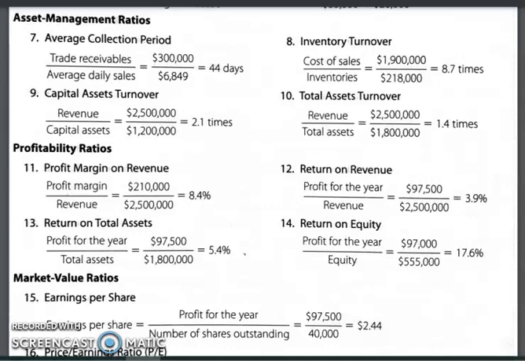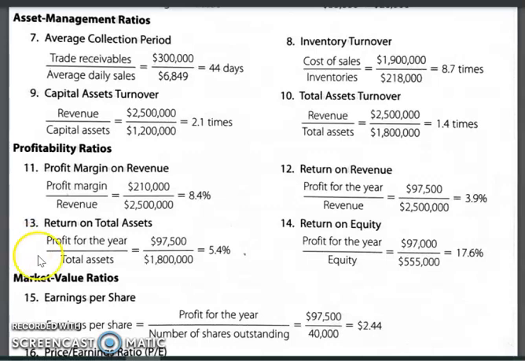But as I've mentioned before, the easiest and best way to know whether or not this is a good ratio is to compare it to something. Compare it to the inventory turnover ratio that Eastman Technologies had last year, or to a competitor, or even to industry standards.